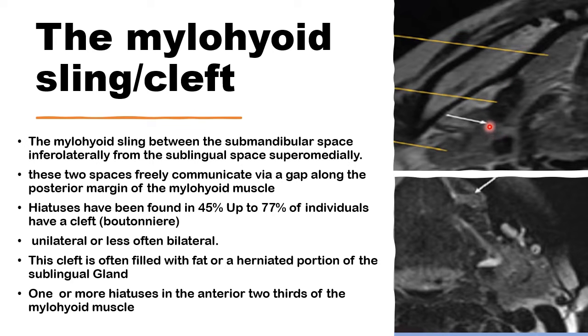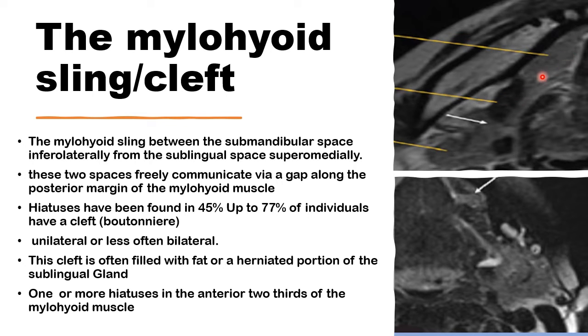You could see there is nothing that prevents communication between the uncinate process of the deep part of the submandibular gland and the rest of the sublingual gland. Through this communication, infections like pus or discharge or ranulas can communicate easily. To add to this, in up to 77% of cadavers, you could see some clefts, some openings or hiatuses in the mylohyoid muscle.